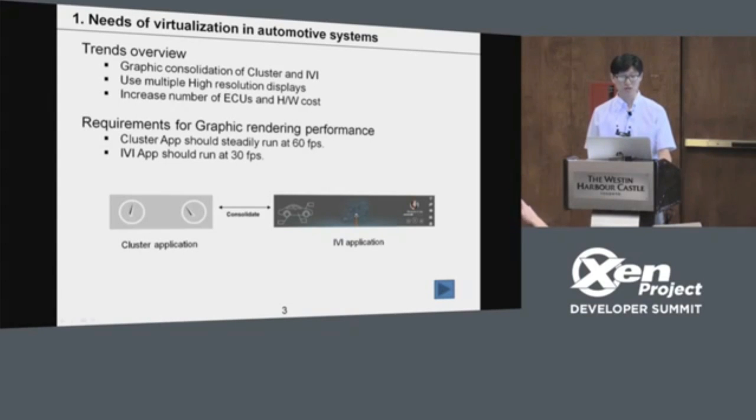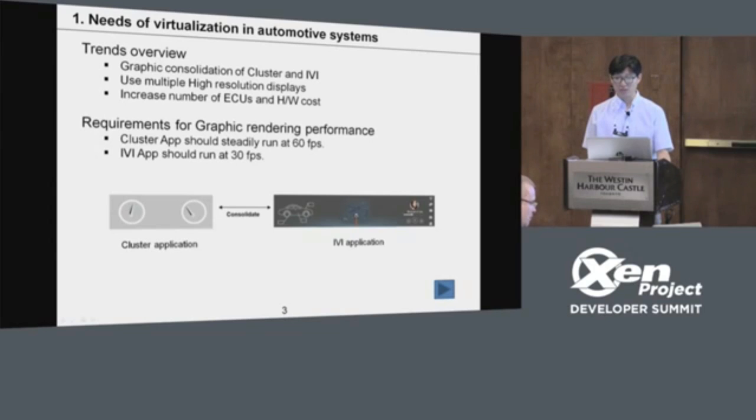First, let's look at the latest trend of digital instrument clusters and in-vehicle infotainment systems. Car makers are attempting to integrate the two graphics of cluster and IVI into one display, and they are starting to use multiple high-resolution displays, and they are increasing the number of issues and hardware costs due to increasing digital functions.